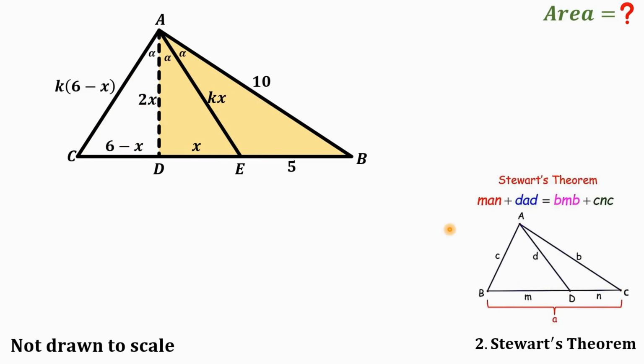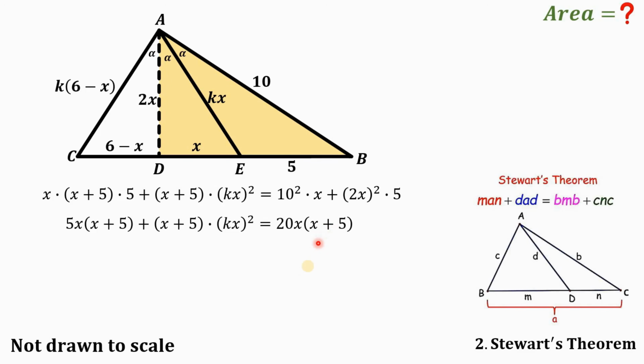Now, we can use what we call the Stewart theorem. And in order to memorize this Stewart theorem very quickly, you need to memorize the statement, man plus dad equals bomb plus sink. So using this Stewart theorem on our triangle, we can say that x times x plus 5 times 5 plus x plus 5 times kx raised to the power of 2 equals 10 squared times x plus 2x raised to the power of 2 times 5. This is just man plus dad equals bomb plus sink. Now simplify this equation, we arrive at this result, and we can say that k squared times x equals 15, or k squared equals 15 over x.